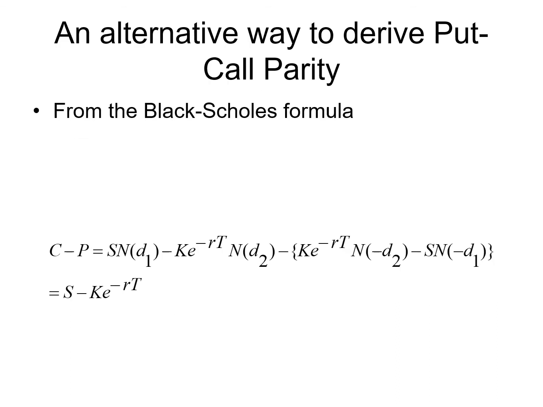An alternative way to derive put-call parity is from the Black-Scholes formulas. We have call minus put is equal to S N(d1) minus K e^(-rT) N(d2). That's the call price minus the put price. We rearrange these terms to find they are equal to S minus K e^(-rT). So this is the put-call parity.